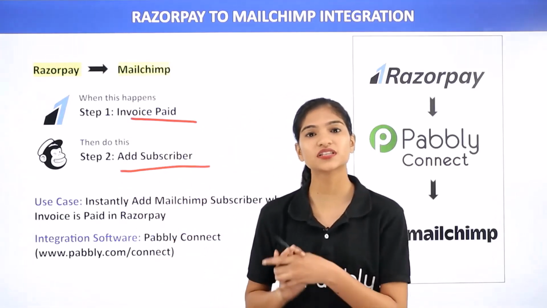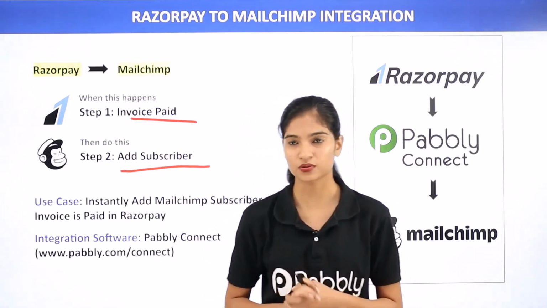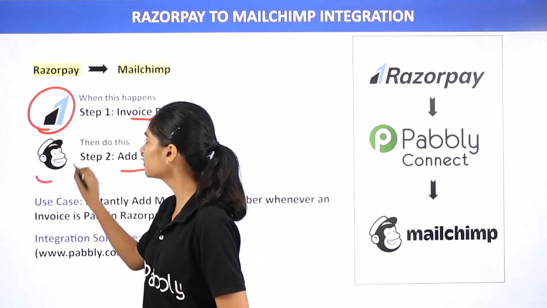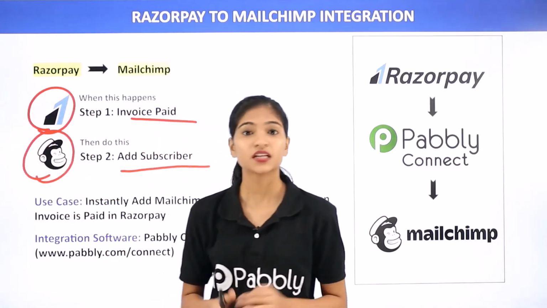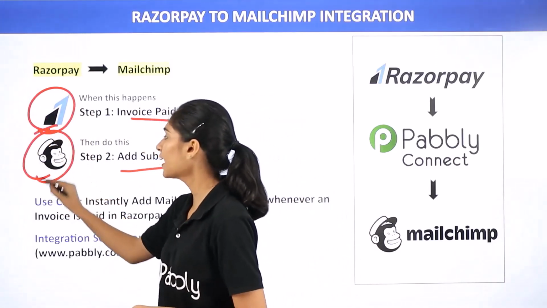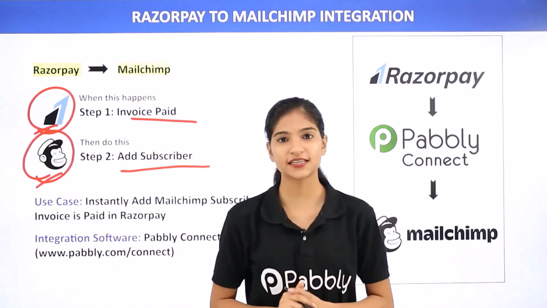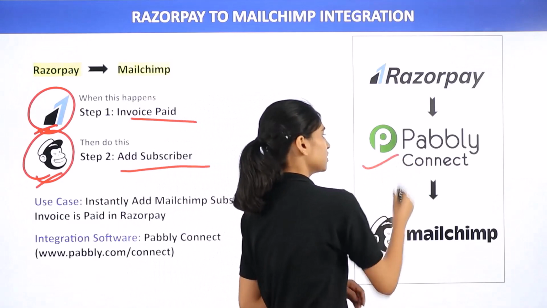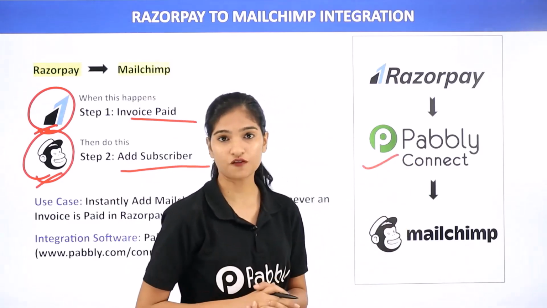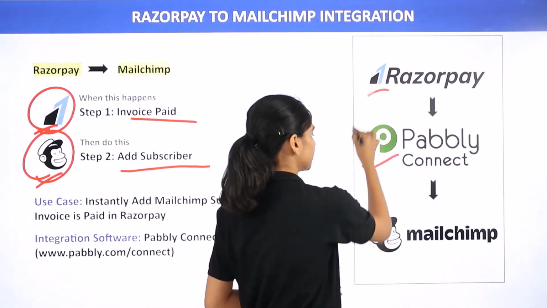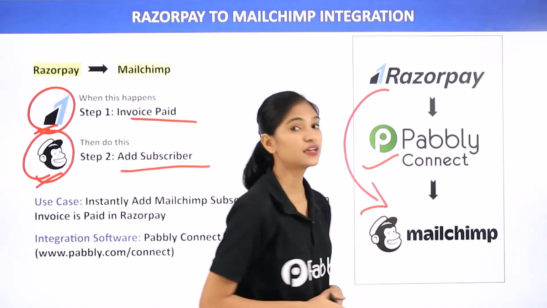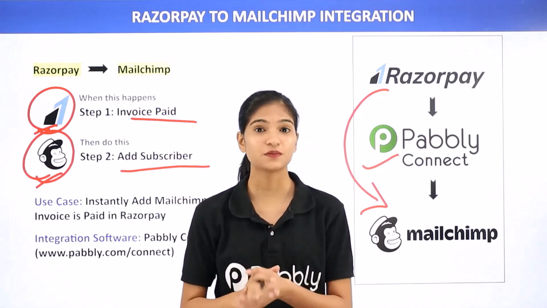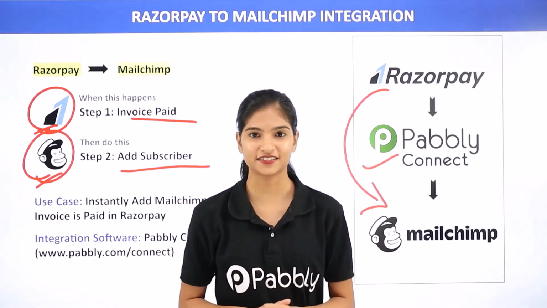First, let us know what these 2 software applications are all about. So Razorpay is an online payment gateway, whereas MailChimp is an email marketing software. The issue here is that Razorpay and MailChimp don't have any integration between them, and that is why we are going to use Pabbly Connect. So Pabbly Connect is an integration software which will help you to transfer data from Razorpay to MailChimp. The best part here is you don't require any knowledge of coding. So let me show you this on my screen.